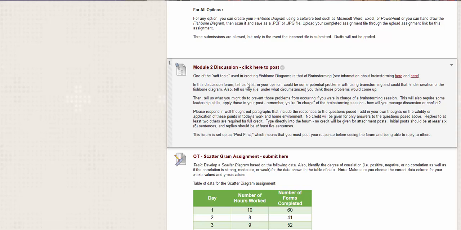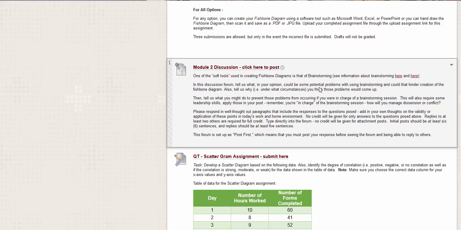Your discussion is talking about fishbone diagrams, that of brainstorming. And there's some information about brainstorming here and here. In this discussion, tell us what, in your opinion, could be some potential problems with using brainstorming that could hinder creation of the fishbone diagram.